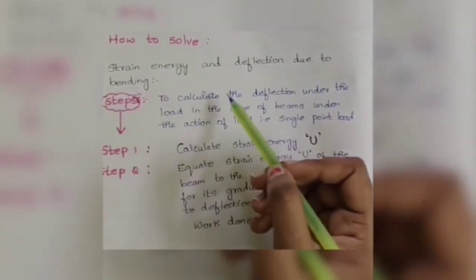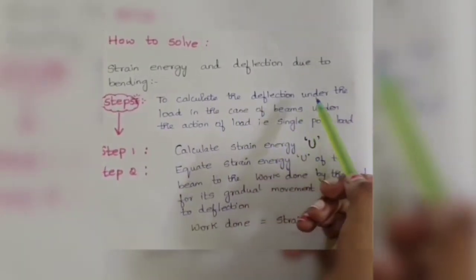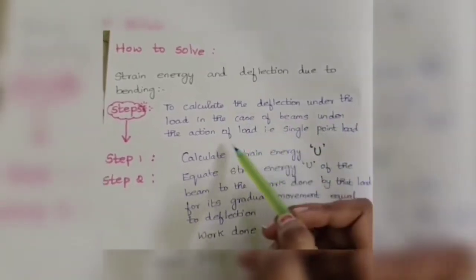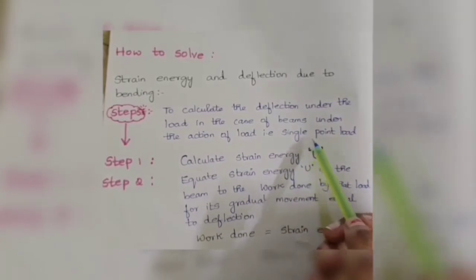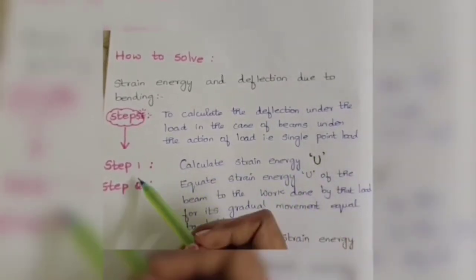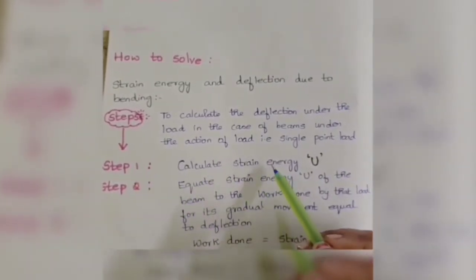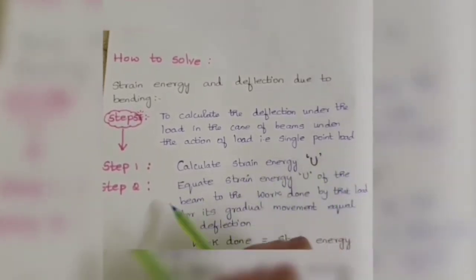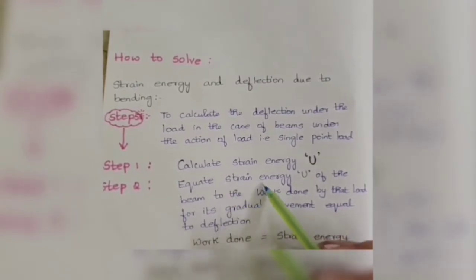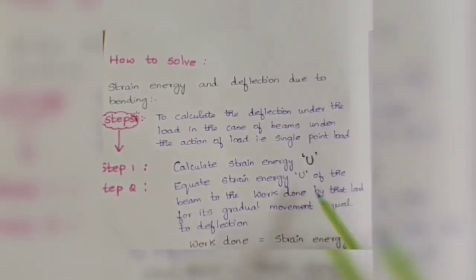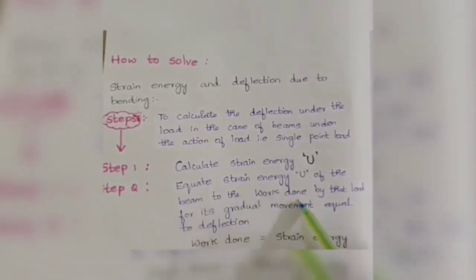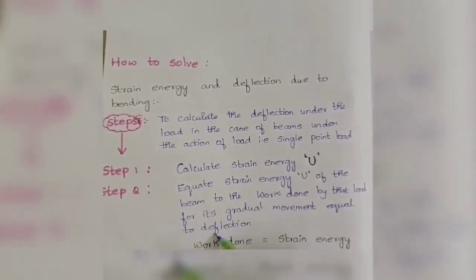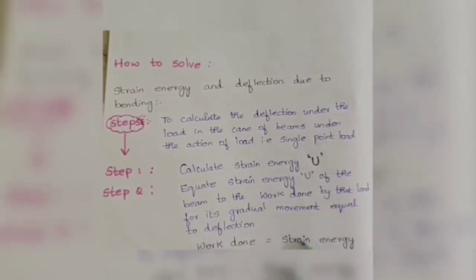To calculate the deflection under the load in case of beams under the action of a point load, that is a single point load, there are only two steps to follow to solve this problem. Step number 1: calculate the strain energy, that is capital U. And then step number 2: equate strain energy and work done, that is, work done is equal to strain energy. So equate the strain energy U of the beam to the work done by that load for its gradual movement equal to deflection.